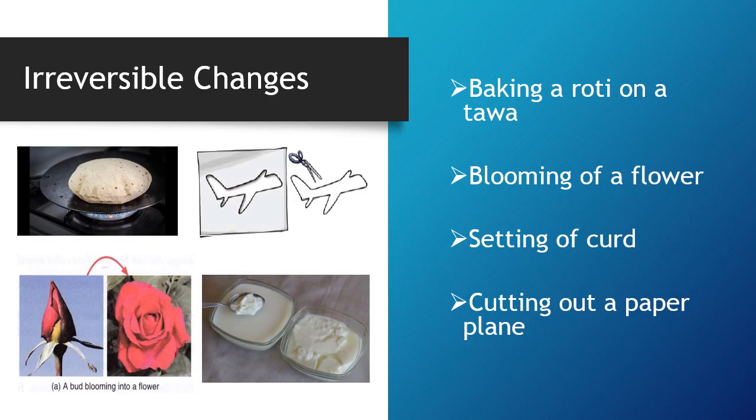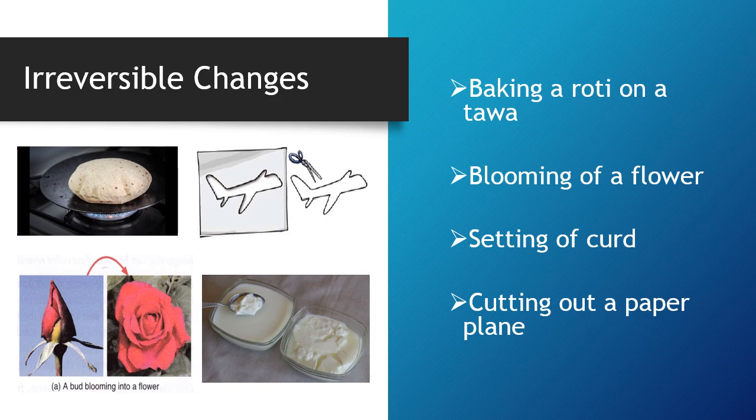Baking a roti on a tawa. Children, when we bake the rolled out roti on a tawa kept on a stove, then we will get a baked roti. This baked roti cannot be changed back into the original ball of dough. So, this is an irreversible change. What about blooming of a flower? When a flower blooms from its bud stage, can it be changed back into a bud again? No, it is not possible. So, blooming of a flower is also an irreversible change.